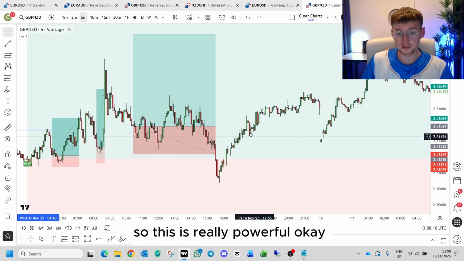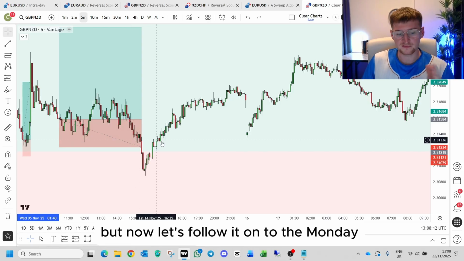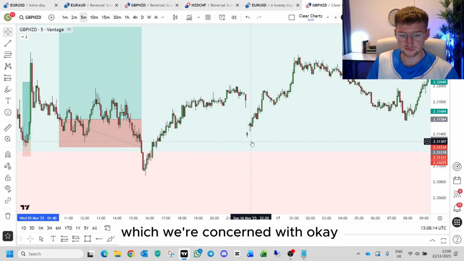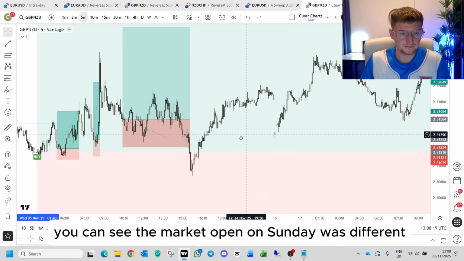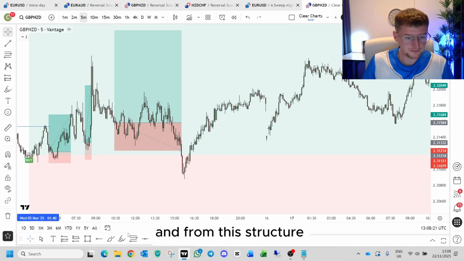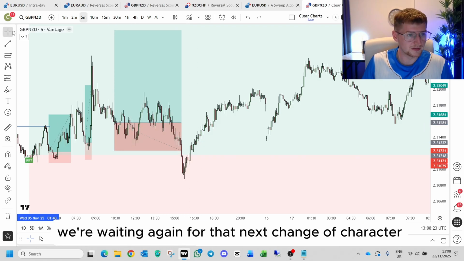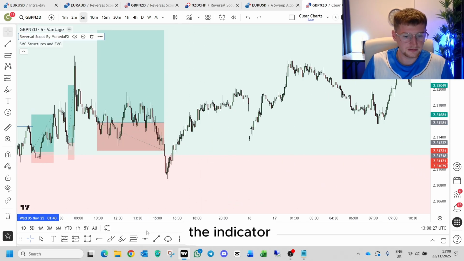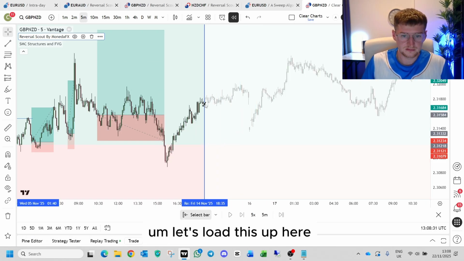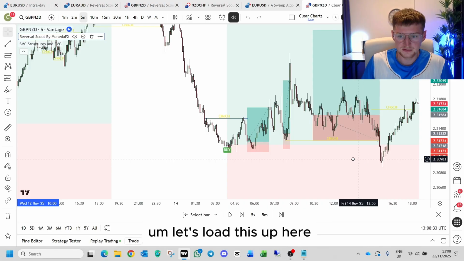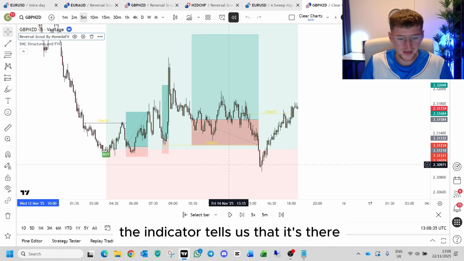So this is really powerful. But now let's follow it on to the Monday, which we're concerned with, which is about here. You can see the market open on Sunday was different. From this structure, we're waiting again for that next change of character. The indicator tells us, let's load this up here, the indicator tells us that it's there.